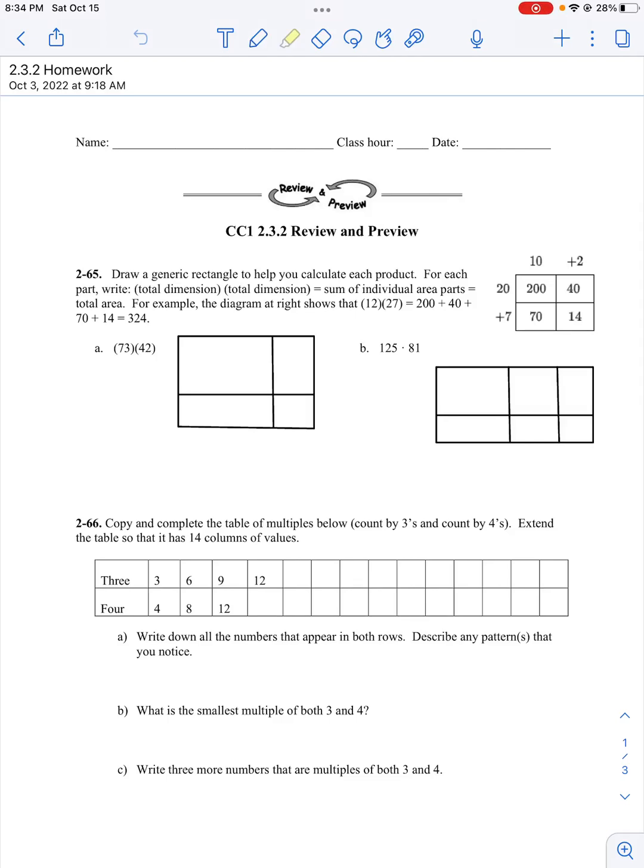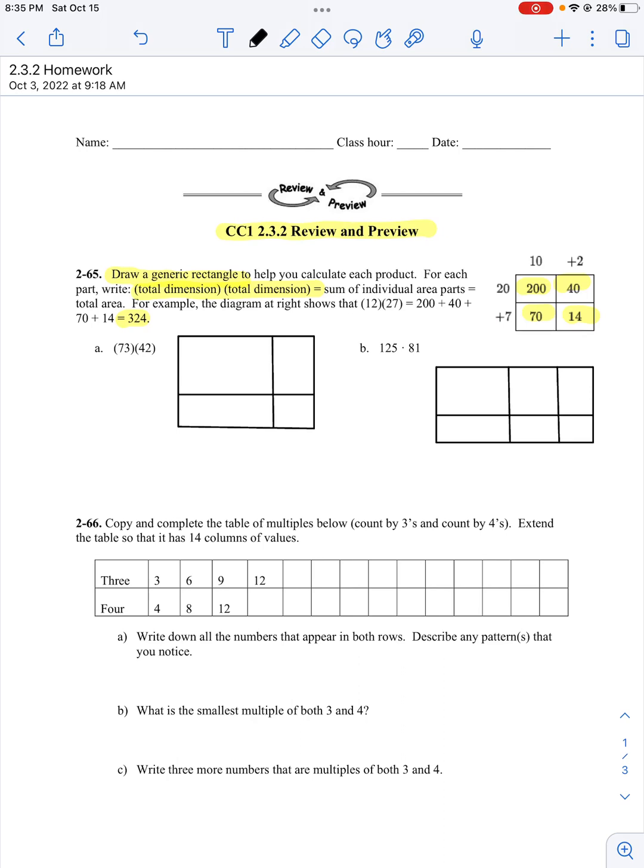Okay, today we're going to go over CC1 2.3.2 review and preview. Problem 65 says to draw a generic rectangle to help us calculate each product. For each part, you need to write the total dimension times the total dimension equals the sum of individual area parts equals total area. For example, the diagram at the right shows that 12 times 27 equals 200 plus 40 plus 70 plus 14. When I add all of them together, it equals 324.